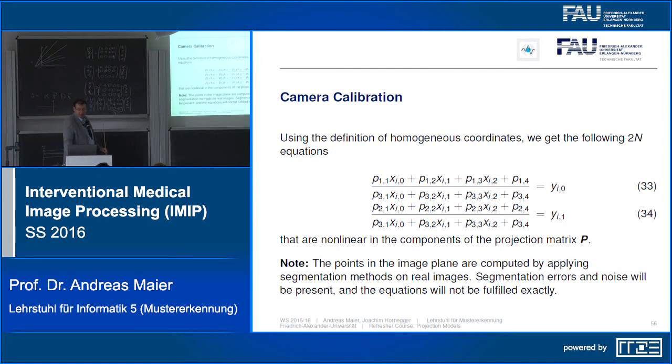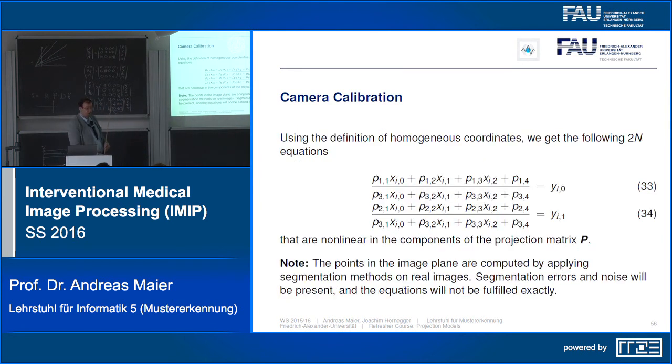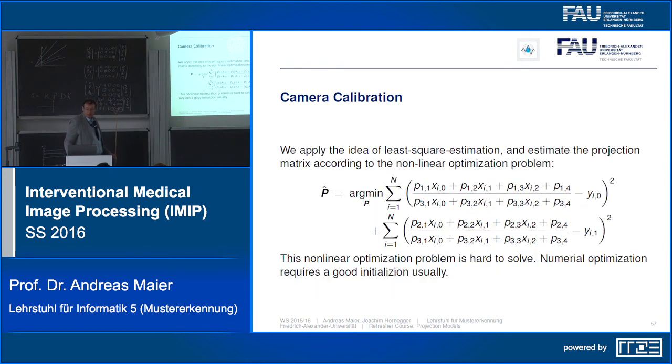You note here that if I multiply this with this, I get two equations here. And I can use those two equations and set up a system of equations. And what you would realize is that this is not linear in P. You have P also in the denominator, and this is not very nice. So this is a nonlinear system of equations. But you can use the same trick: you multiply on both sides. So this is a nonlinear estimator.